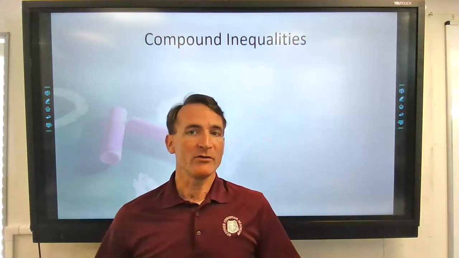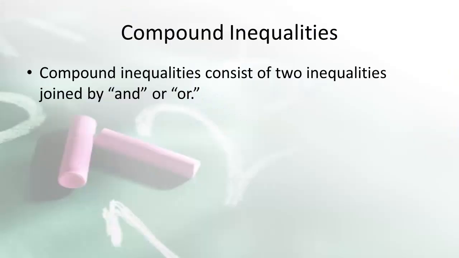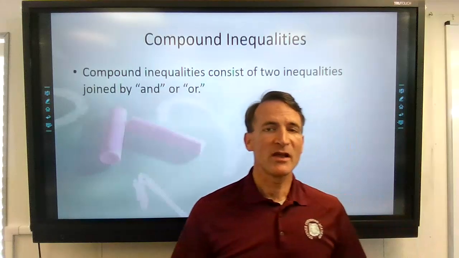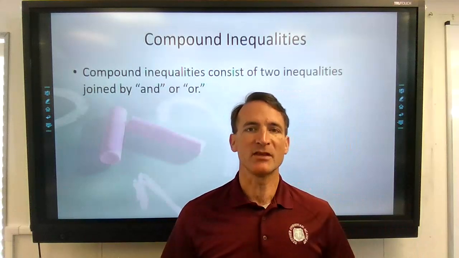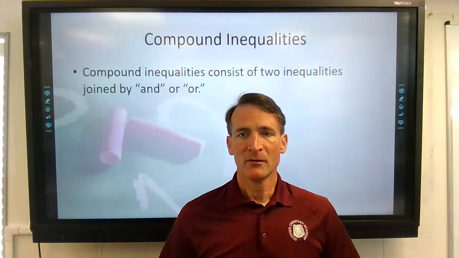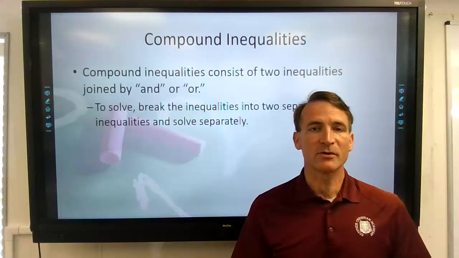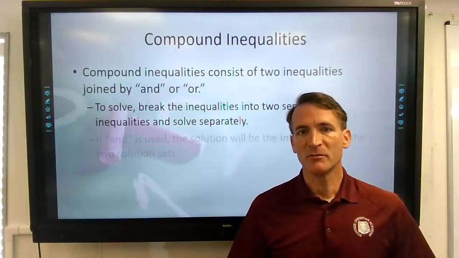With compound inequalities, we have two parts to the inequality, and they are going to be connected by either the word and or the word or. Just like in most compound sentences, that's where you will see most of the conjunctions, either and or. To solve a compound inequality, you're going to break the inequality into two separate inequalities and solve each part separately. Now, that may not make complete sense right now, but when you see an example, that is going to make complete sense.